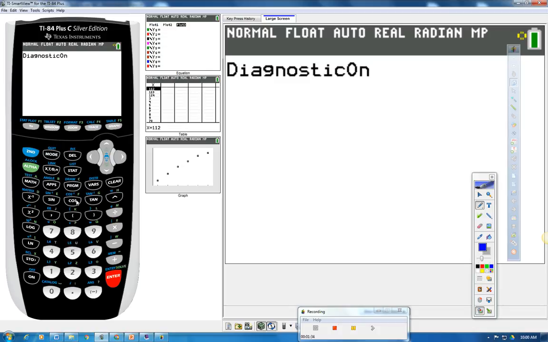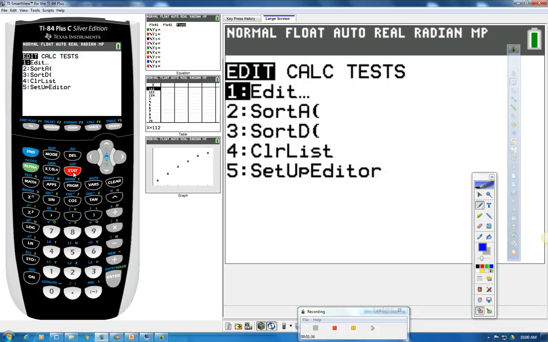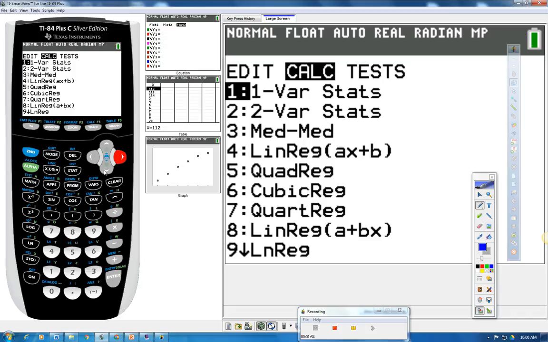So let's go ahead, and now we're going to calculate the linear regression by using our graphing calculator. That's in the stat feature, the stat button. I'm now going to go over to calc because I want to calculate something. I want the calculator to calculate for me linear regression. So you can just hit 4, or you can go down to 4 and hit enter.